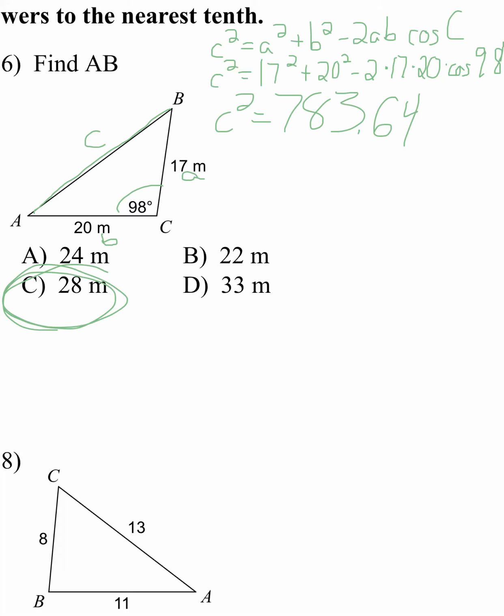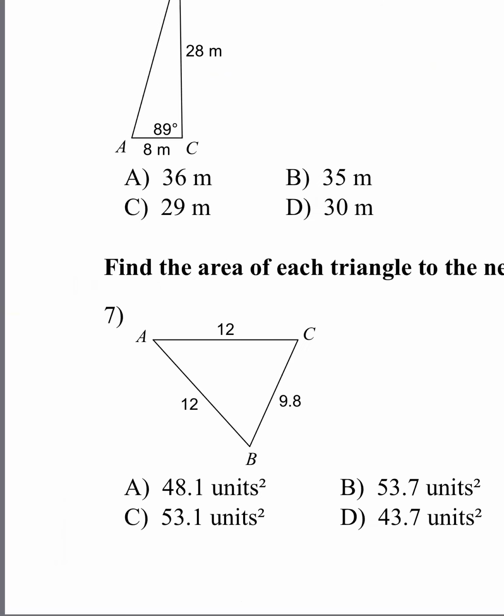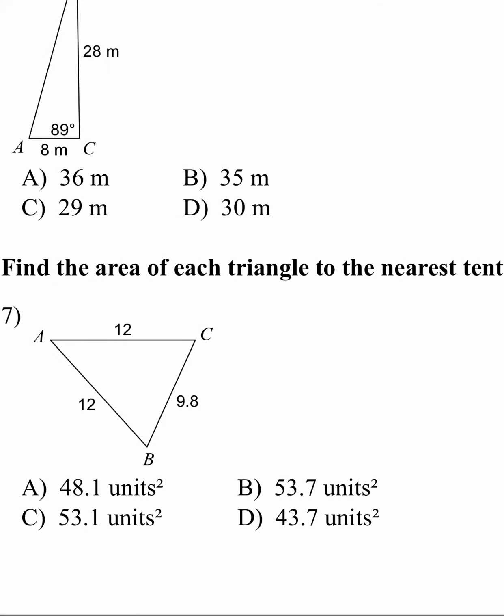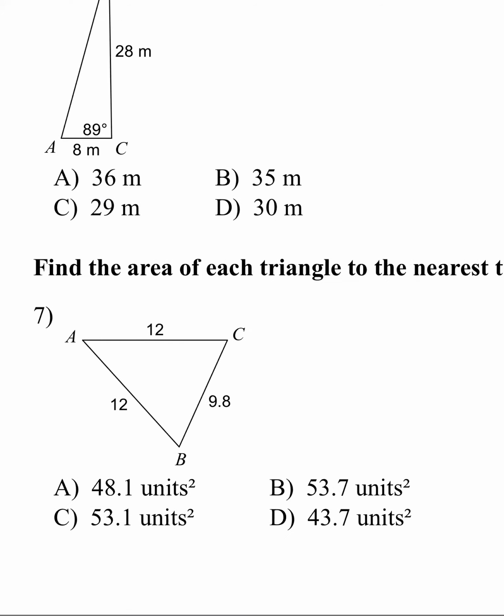Okay, last two, here we go. 7. All right, again, we're finding the area. And we were talking earlier, if you're going to do area, are you going to do 1/2 base times height here? No, because you don't know what the height is, so that would be annoying. Are you going to do 1/2 BC times the sine of A? No, because you don't know any of the angles, so you don't know what the sine of A is, so I wouldn't do that either.